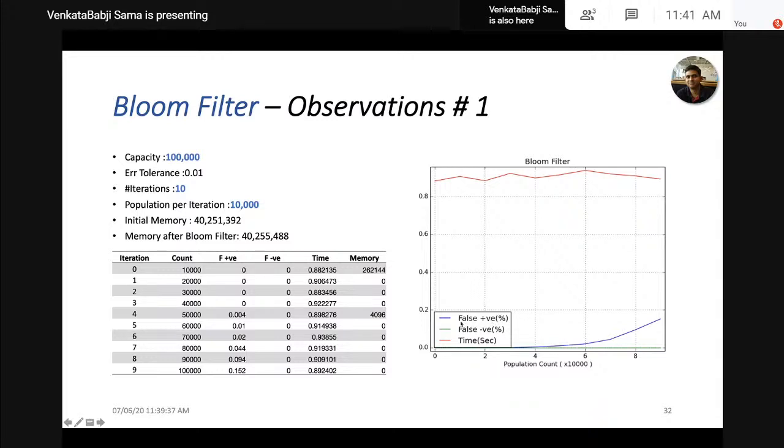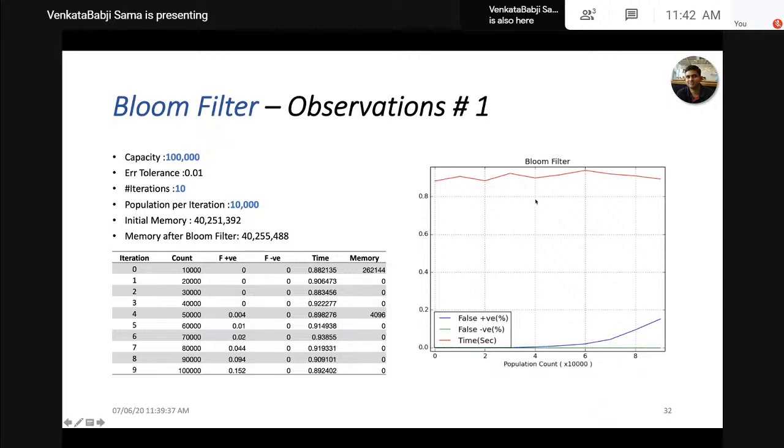When it comes to false positives, I ran a false positive test, checking items that were never added and confirming whether it says they are there or not. That is how I counted how many times it fails. We can see a slight increase in the trend, which means false positives increase as we add more elements to the set. That is exactly what Wikipedia also says.